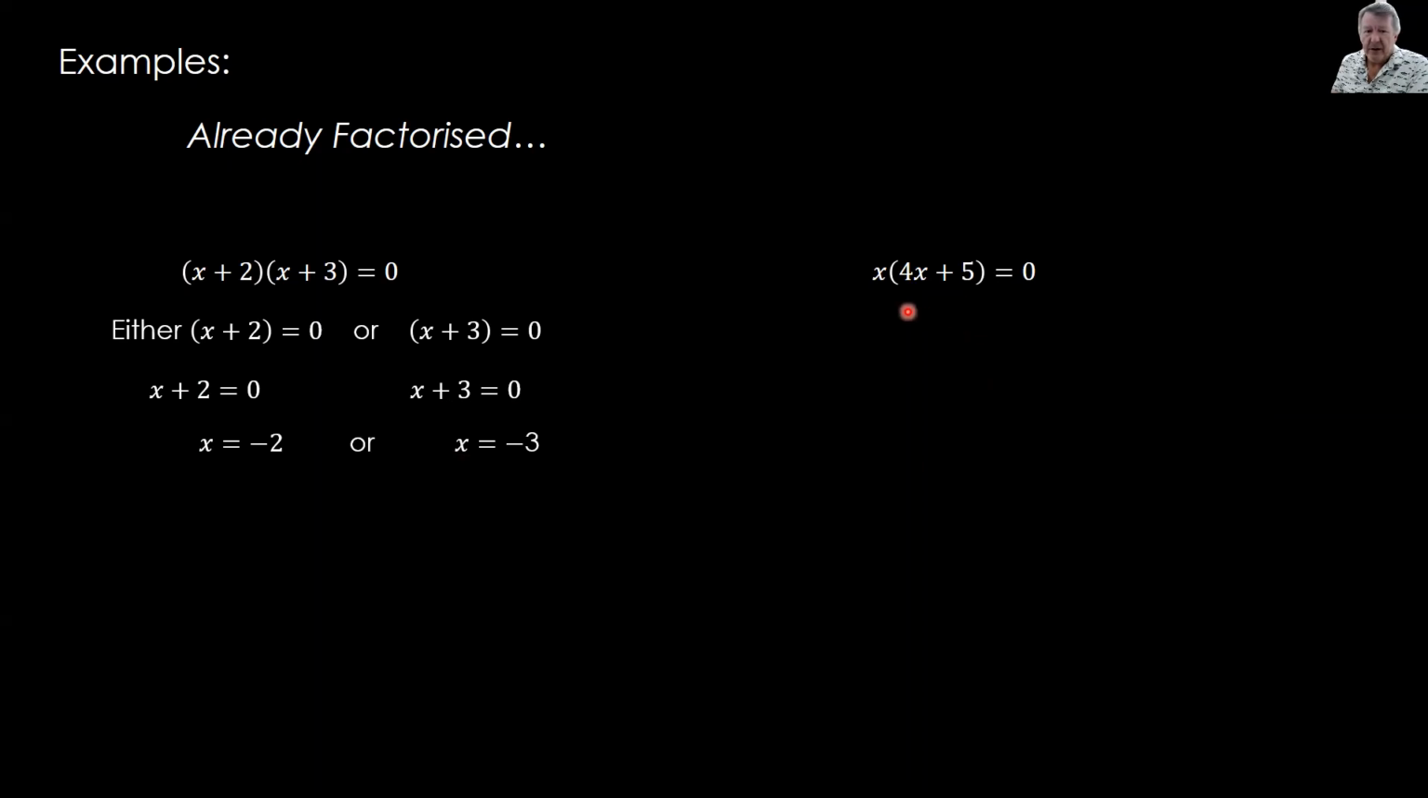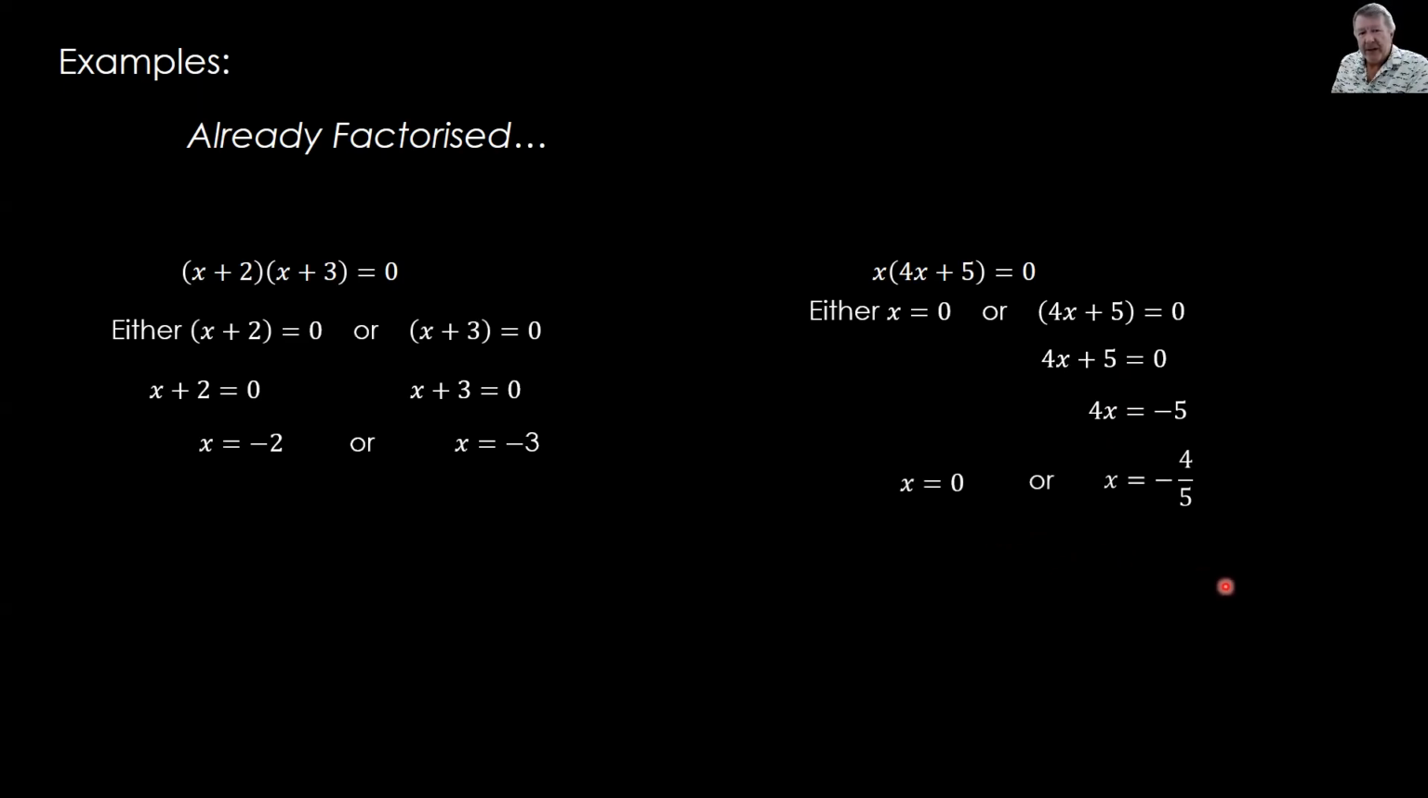Down here, we've got the x out the front again. So that's like the other one we did. Either the x equals 0 or the brackets equal 0. So we have x equals 0, that's done. Or we have 4x plus 5 equals 0. Shift the plus 5, goes over to the other side, becomes -5. Then we shift the 4, so that's times. Opposite of that is divide, so we get x equals -4/5. So our solutions are x equals 0 or -4/5.